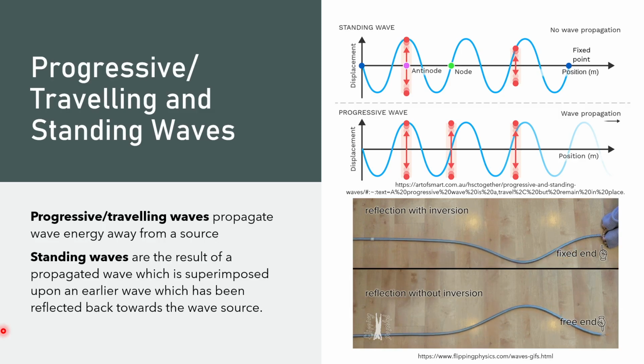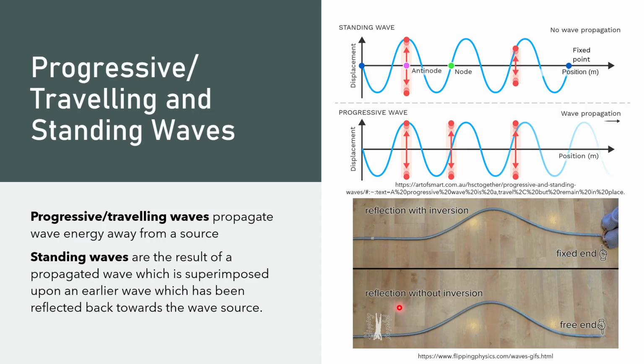In contrast to that, though, we also have standing waves, and these are the results of a propagated wave being superimposed upon itself by an earlier wave which has been reflected back towards the wave source. So in this situation, what we have is a scenario like we can see in this animation here, where a wave is going towards an endpoint and then being reflected back.